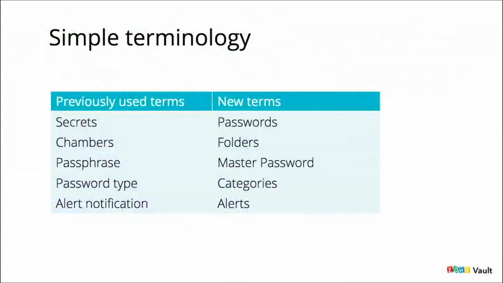So before we step into the screens from our new interface, I just want you guys to have a quick look at the key terms that have been updated in the new interface. Say for example, secrets will now be passwords, chambers will be folders, your passphrase will become master password, as I just earlier mentioned. And similarly, password types are now called categories, and your alert notification just becomes alerts.